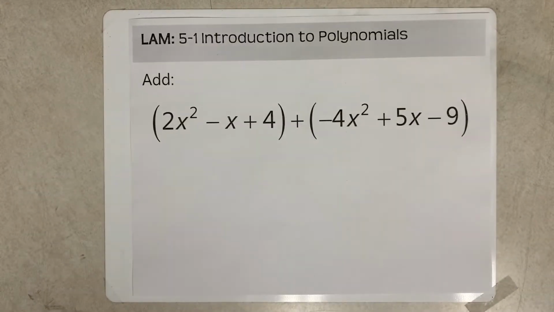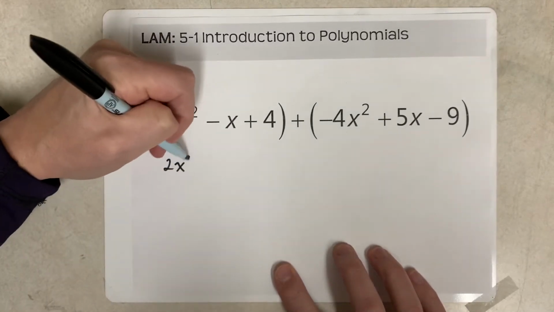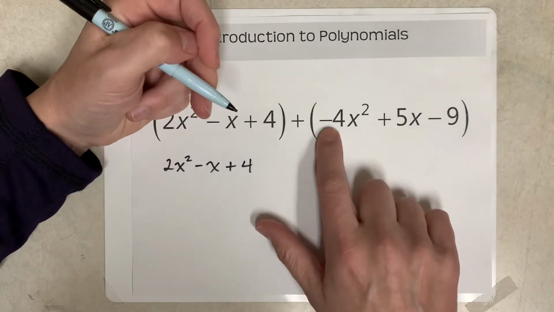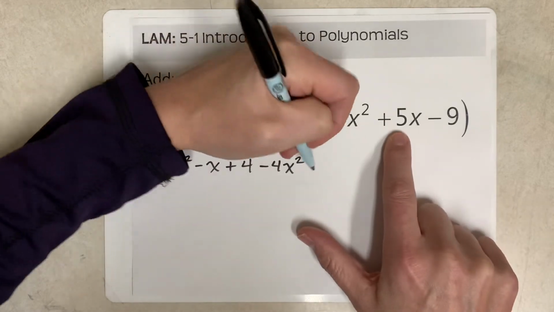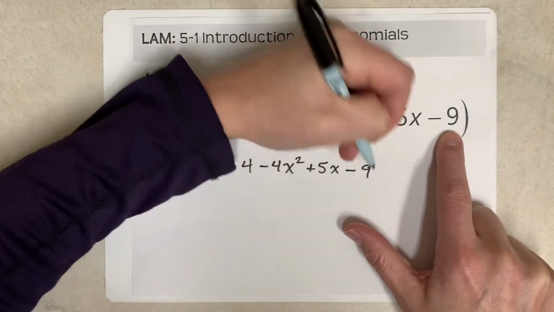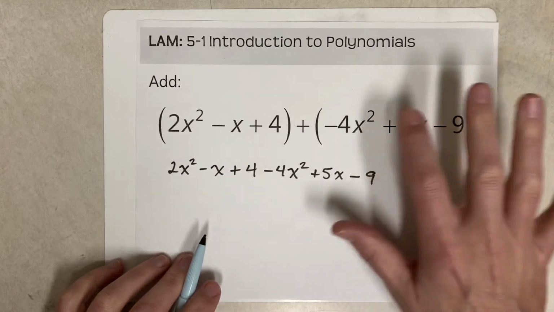And one more addition problem. Again, remove parentheses, minus x plus 4. And this was going to be a minus 4x squared plus 5x minus 9. And you can do that because there's addition in front of the parentheses, so nothing changes.